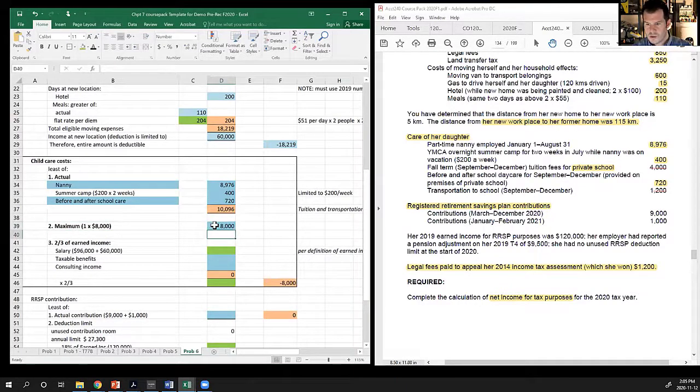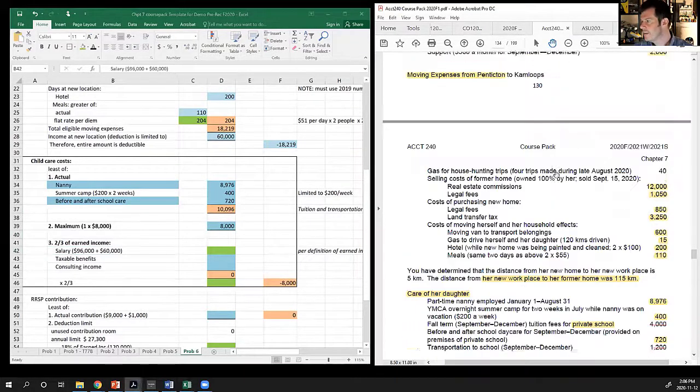And now 2/3. Now you can see her earned income is going to be way more. Like 2/3 of any giant number is going to be greater. I still need you guys to know what's in earned income, despite the fact that I'm clearly confused about it. But so earned income, we've got salary.